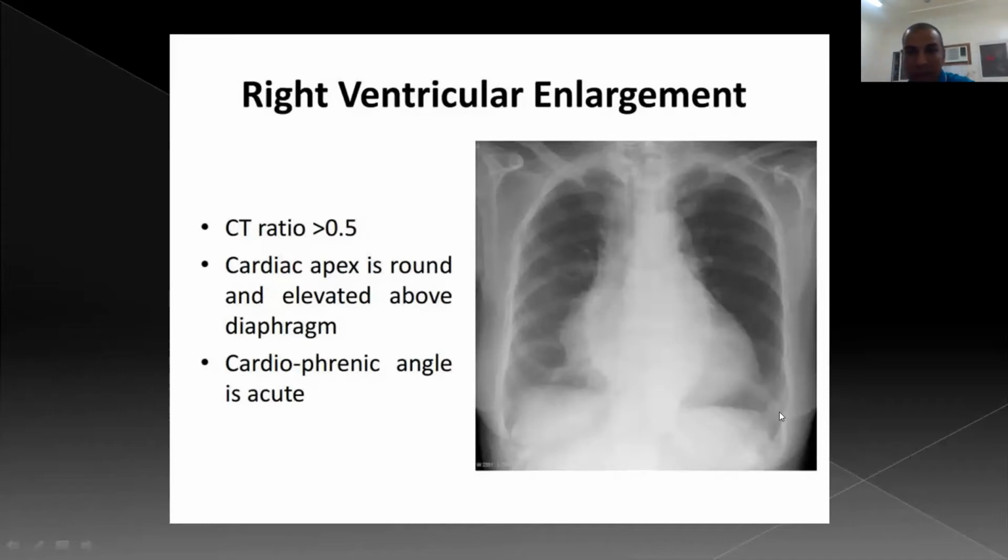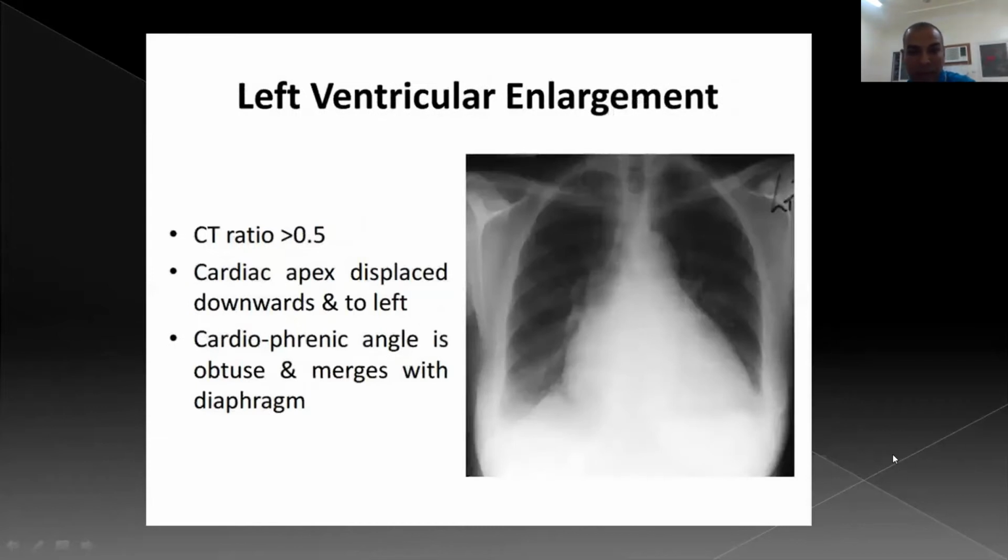So we have here right ventricular enlargement, while in left ventricular enlargement there is an increased cardiothoracic ratio, but the cardiac apex is directed or displaced downward and to the left side, and the cardiophrenic angle is obtuse, or merging with the diaphragm. It's not acute. So we have here left ventricular enlargement.